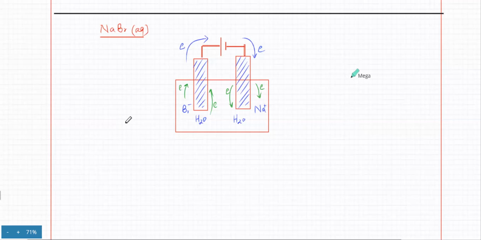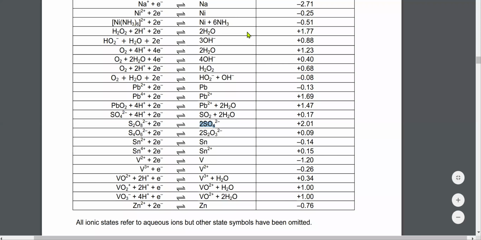So I'm going to start off at cathode. And at cathode, you have two options. One is Na+, the other one is H2O. So I'm going to open the data booklet. I'm going to look for equations in the forward direction where they're gaining electrons, because at cathode, always reduction happens. By definition, cathode is the place where reduction takes place. They're going to gain electrons, battery sending electrons.